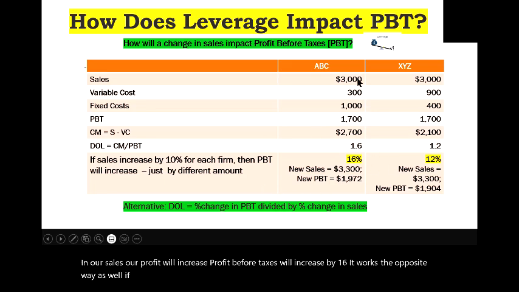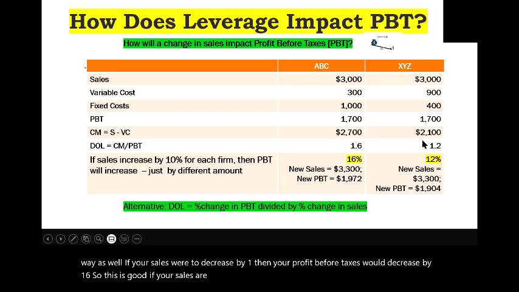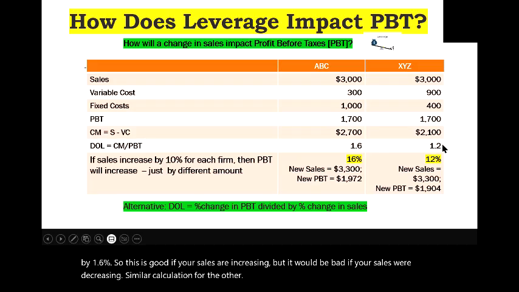If your sales were to decrease by 1%, then your profit before taxes would decrease by 1.6%. So this is good if your sales are increasing, but it would be bad if your sales were decreasing. Similar calculation for the other firm shows that their degree of operating leverage is 1.2.